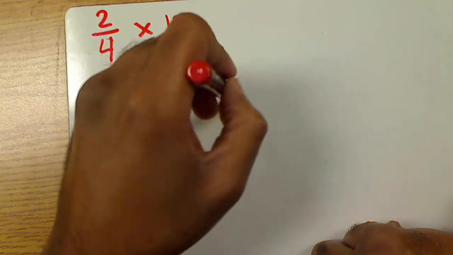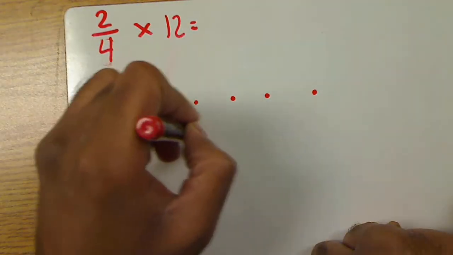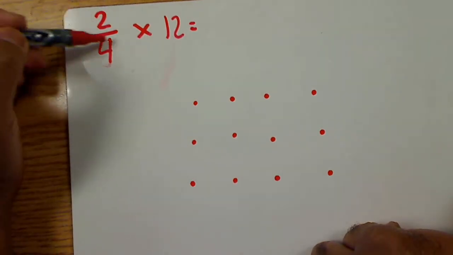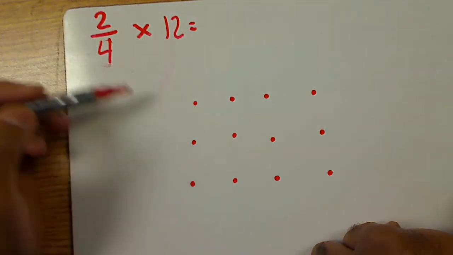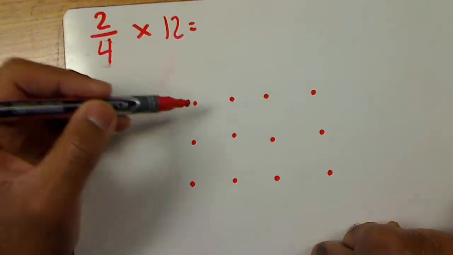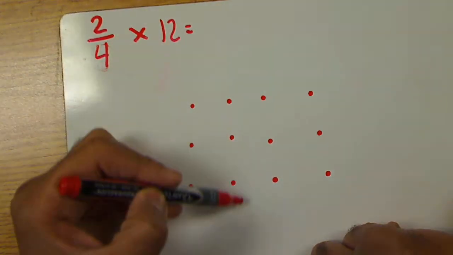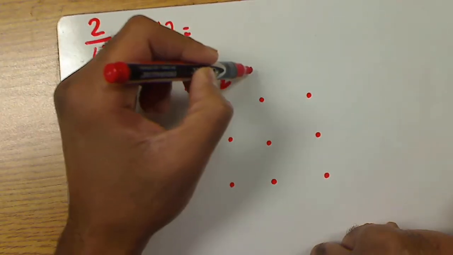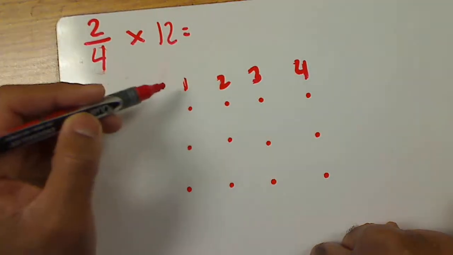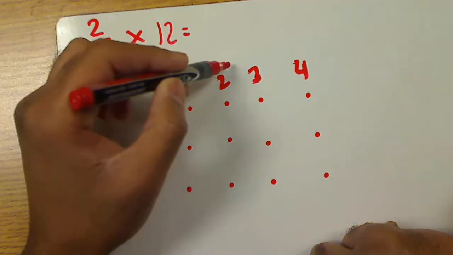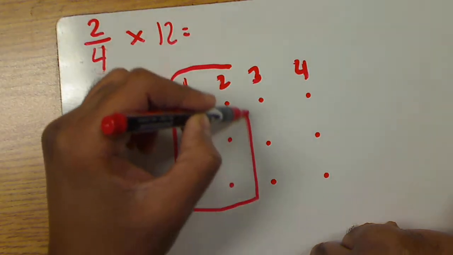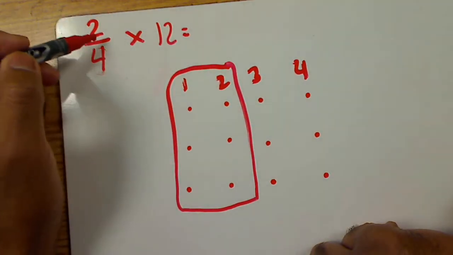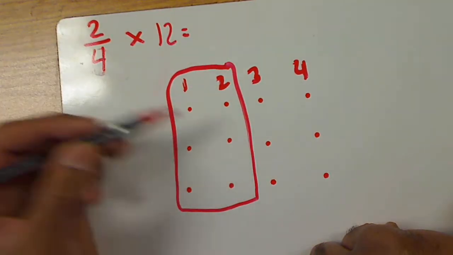So I'm going to go 1, 2, 3, 4. So there's my 4 groups. 5, 6, 7, 8, 9, 10, 11, 12. And now my numerator of 2 tells me how many groups of those. You see my fourths? I have 1, 2, 3, 4. There's my 4 groups. Let me go on and number it off so you can see it. And of those 4 groups, I want 2 of those groups. So I'm going to circle 2 of those 4 groups. So 2/4 of 12, or 2/4 times 12, would equal 6.